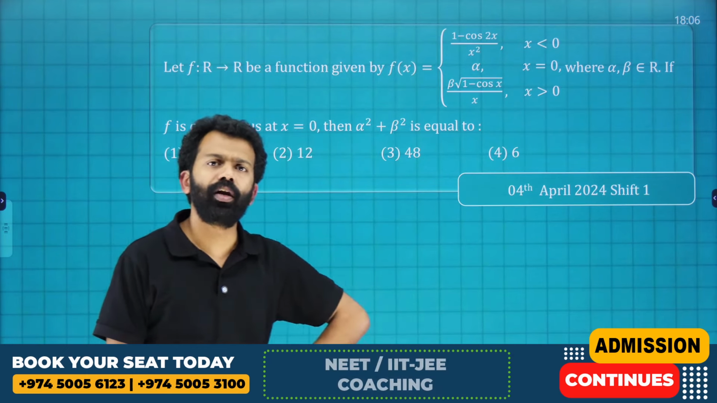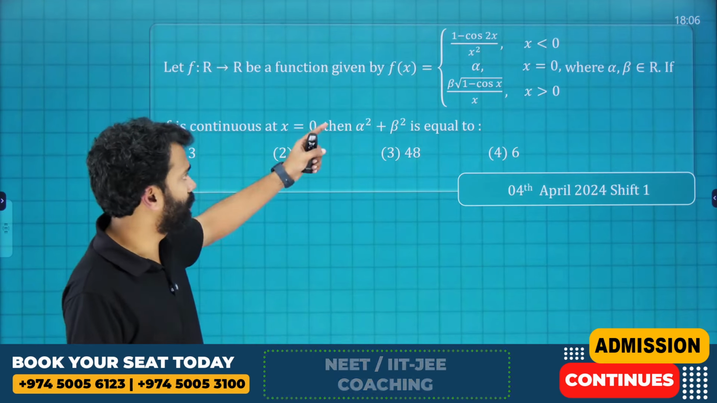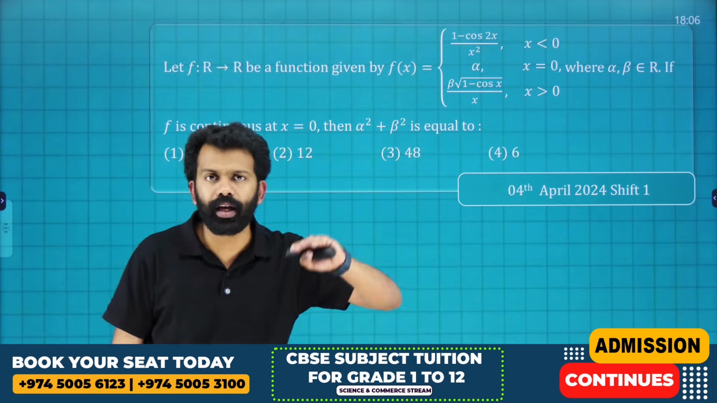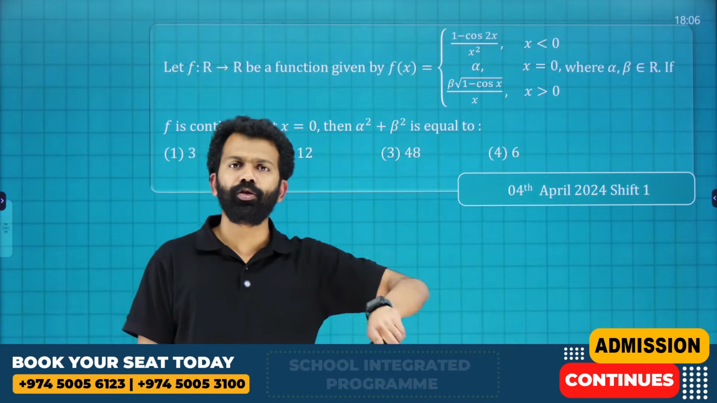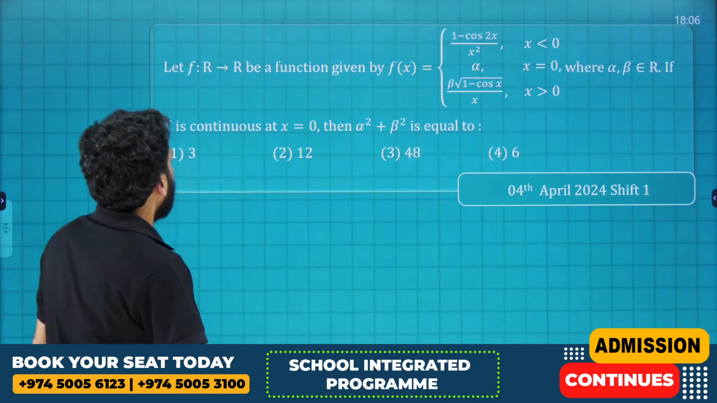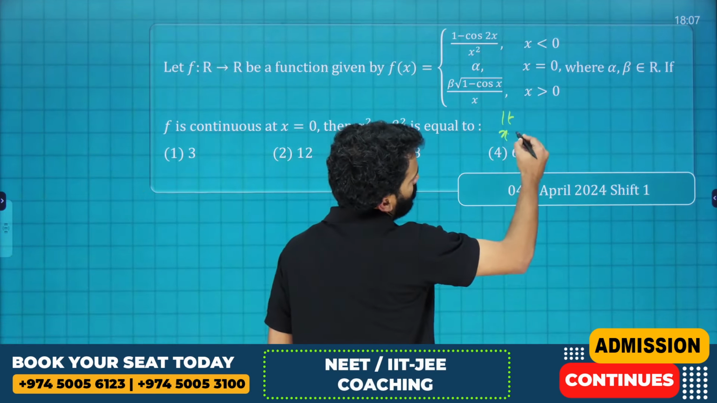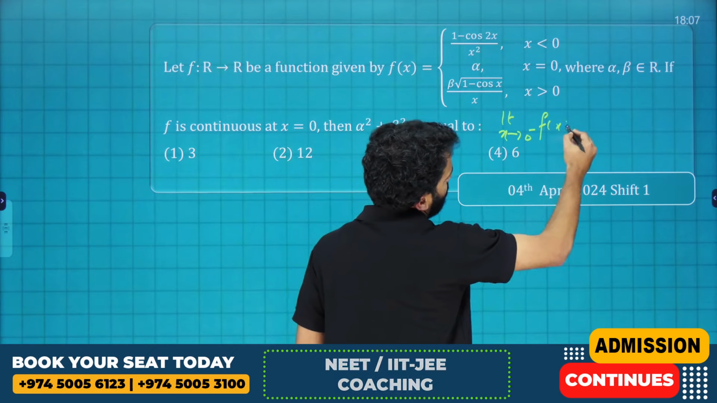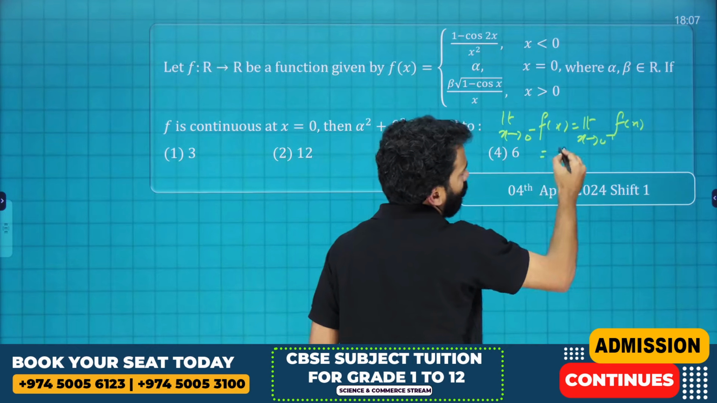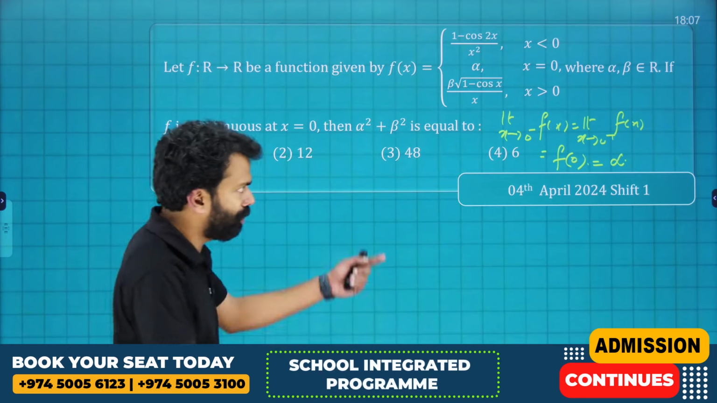So how are you going to find the value of alpha square plus beta square? Easy actually. We know that if the function is continuous at x is equal to 0, then at that point we need to verify the LHL and RHL and equate that to f of 0. That is, at that point LHL will be equal to RHL, which will be equal to f of 0. That is limit x tends to 0 minus f of x is equal to limit x tends to 0 plus f of x is equal to f of 0. And what is the value of f of 0? Alpha. So it should be equated like that.